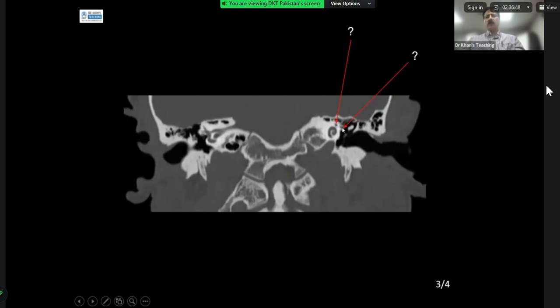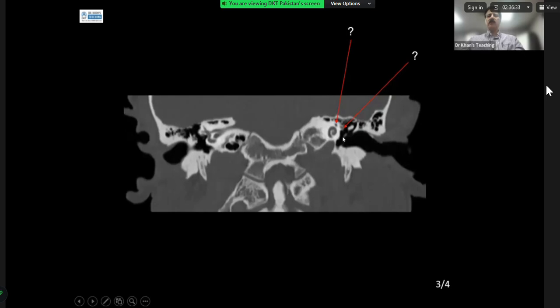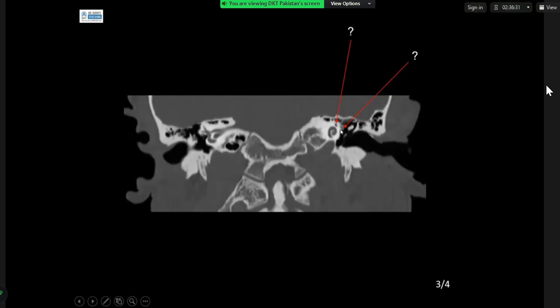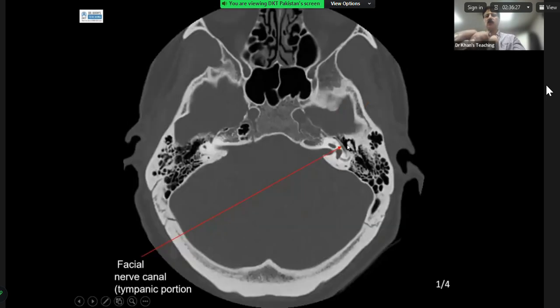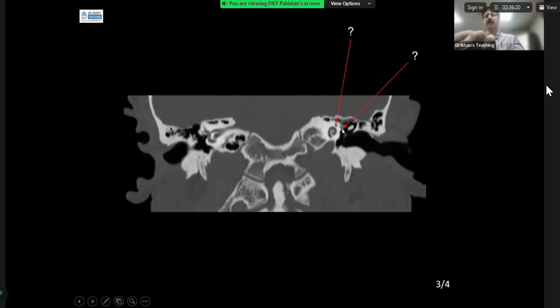What is this? This is the same question which I asked in your cholesteatoma case. Yeah, so then that has to be the facial nerve. So name the parts. This part here is the same part which you saw here. Okay, the tympanic. So this is the tympanic part.